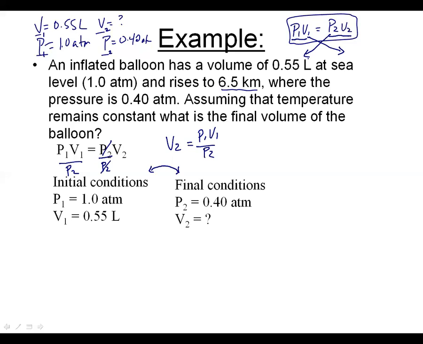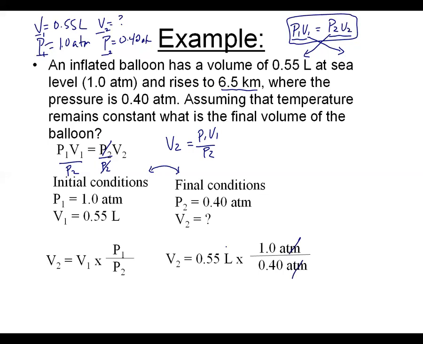Now, in this case, our volume is in liters. That means that when we solve for the volume here, it is going to be in liters as well. So if we plug that in, our atmospheres will cancel each other out. Again, that's going to leave us liters as the units. And if you do that, we get something like 1.4 liters. Any questions on the calculation?